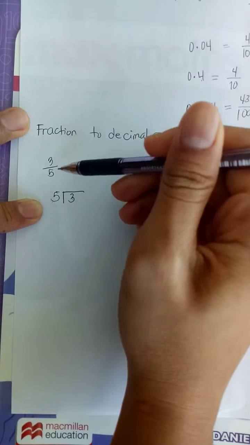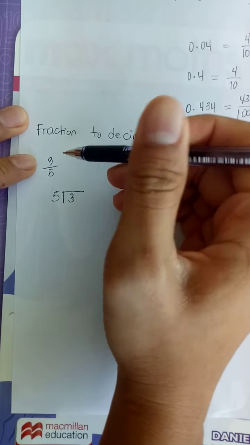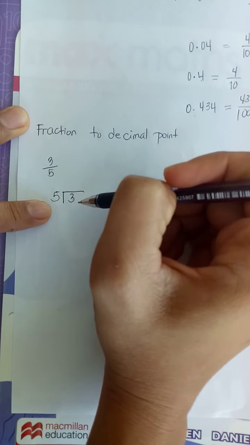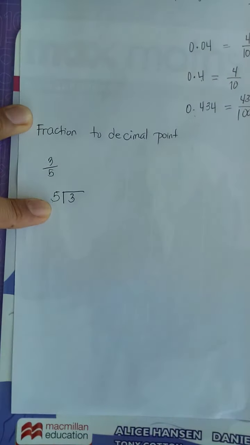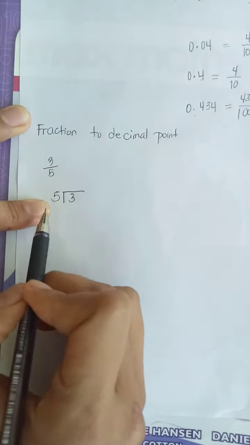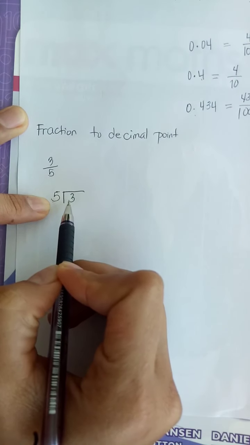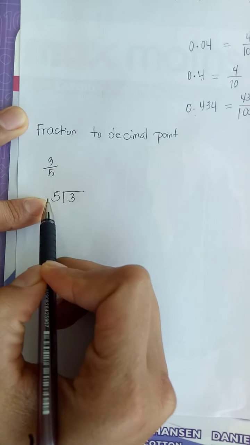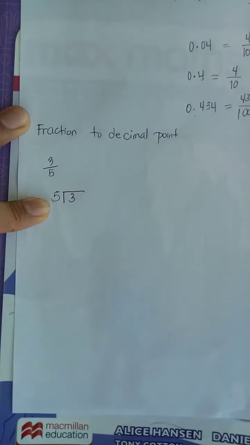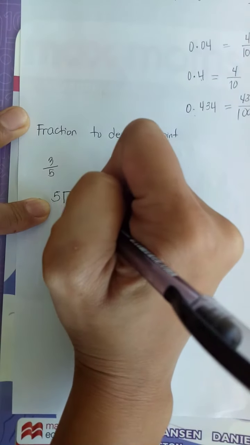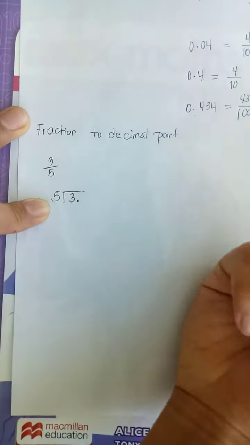Since this is a proper fraction, the number inside is always smaller than the denominator, the number outside, our divisor. So 5 cannot fit inside 3, therefore we use our decimal point. This is where you use your decimal point, okay?